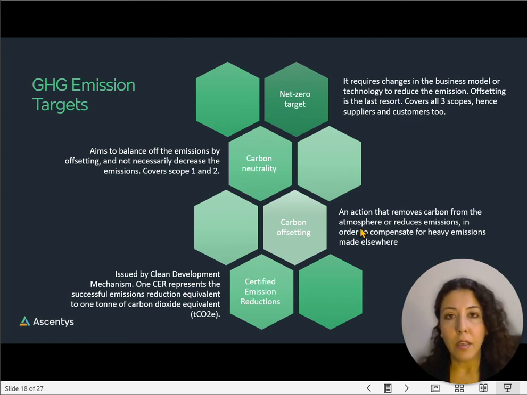And CER is also a quite interesting topic because there is a market around that, and CER stands for Certified Emission Reductions. It is issued by the Clean Development Mechanism, and it represents the successful emissions reduction equivalent to 1 ton of carbon dioxide. A company or a country has an allowance of a certain amount of carbon emission.